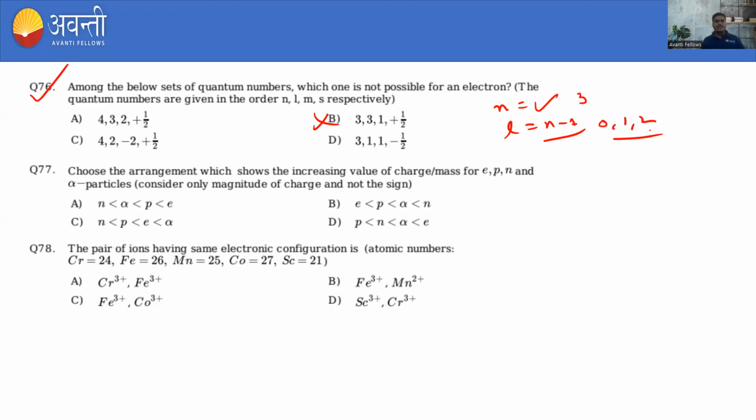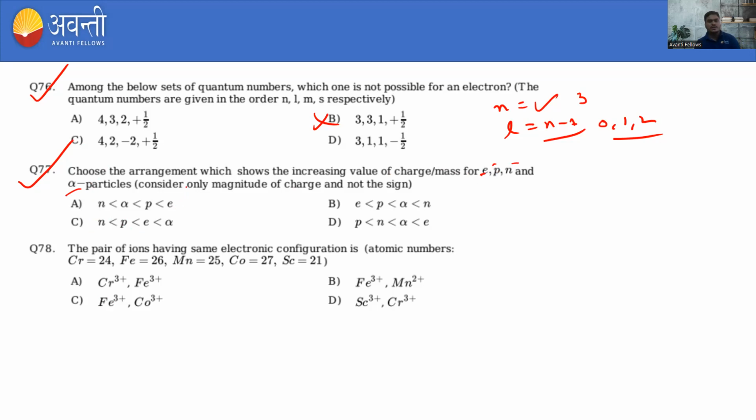So this is absolutely correct. Incorrect. Now, choose the arrangement which shows the increasing value of the charge by mass ratio. This is a very simple question, and all of you know that it is the ratio of the charge by mass of electron, proton, neutron, and the alpha particle, right? So you have to calculate.